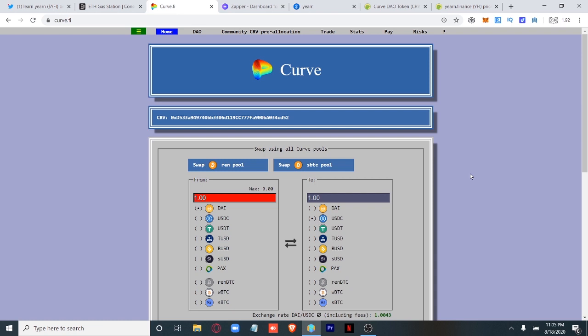So the Curve DAO, first of all, what's a DAO? A DAO is a decentralized autonomous organization. Now, you'll find better videos on YouTube explaining what a DAO is. I'll just be making a small statement on what I think a DAO is and what I have understood, and I'll be explaining it in simpler terms.